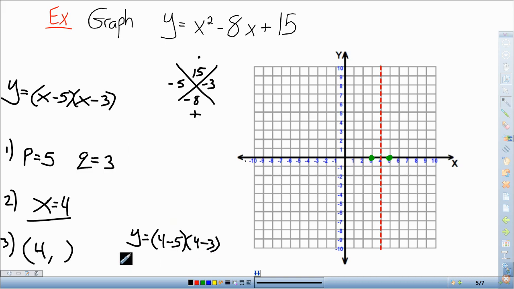Just so happens we're getting a negative 1 and a positive 1. Doesn't always happen, but it sure is happening a lot today. Negative 1 times positive 1 is a negative 1. So there's my vertex at positive 4 on the x, negative 1 on the y, and I can draw my parabola.